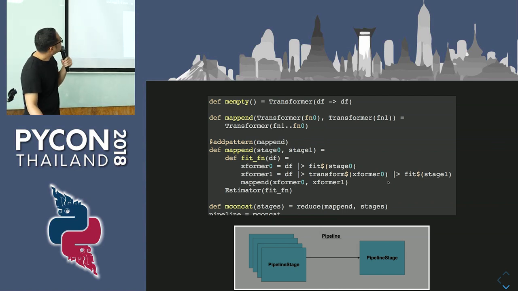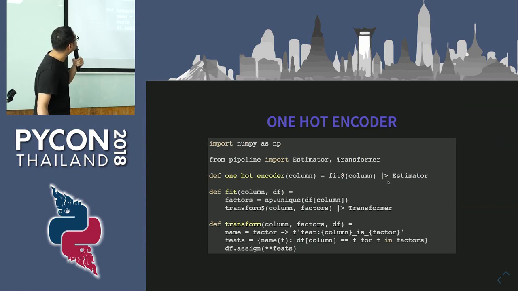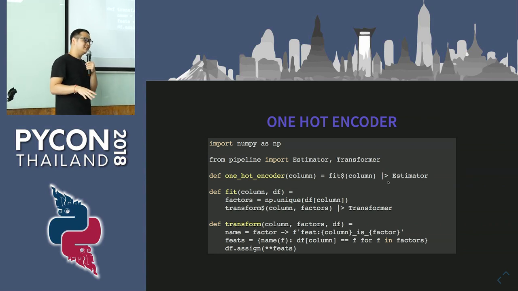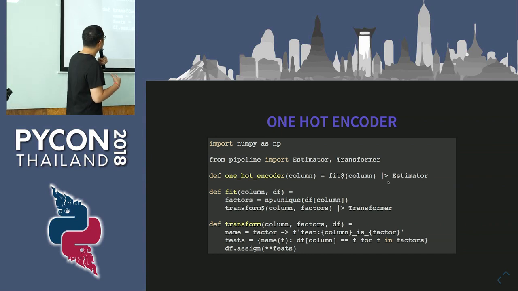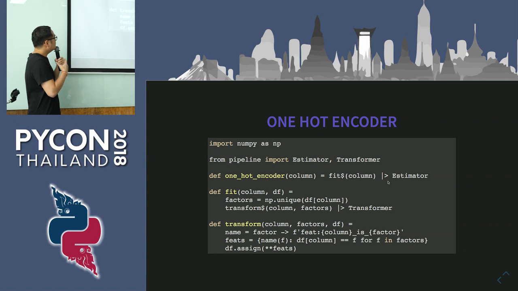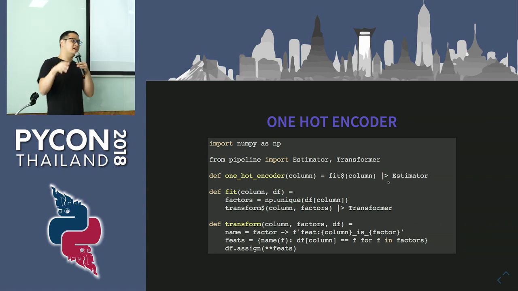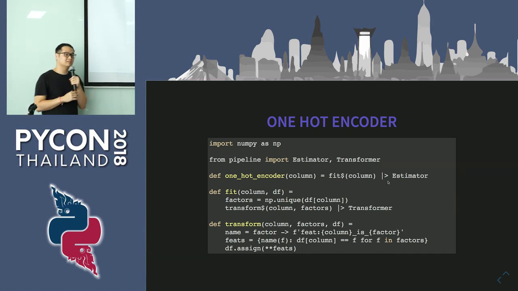Then I wrote this example of one hot encoder. It's not so important, but what strikes me is that this is very similar to writing a class, but without writing a class. You're still building on pure functions, but you don't have to do these ceremonies of def, init, self, whatever you have, and then the def and self again. So that is it from me.